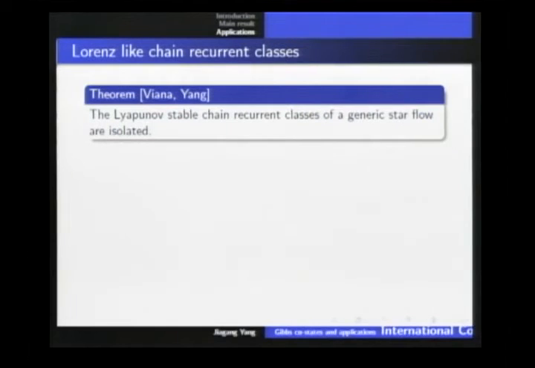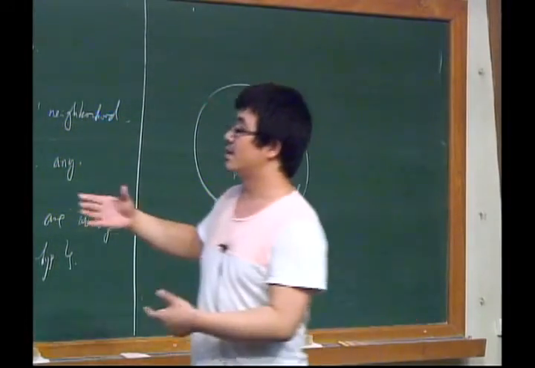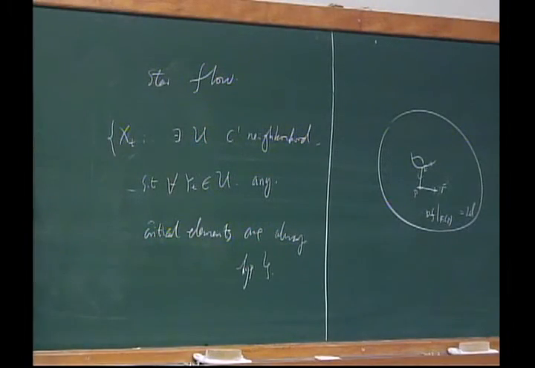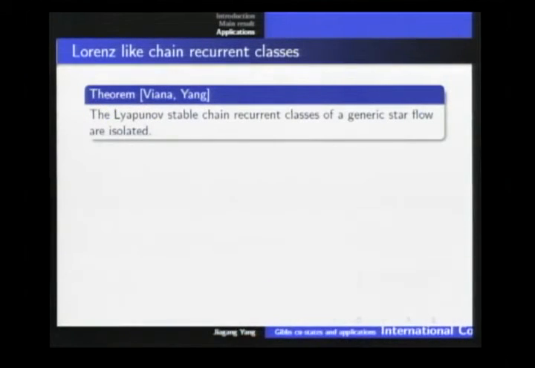So now the problem is we would like to know, for star flows, what happens for Chain recurrent classes. But it's much more complicated. So one thing we can start with is the Lyapunov stable class. A Lyapunov stable class really looks like an attractor, but maybe not, as shown by the example of Christian. So we would like to understand if it's isolated or not.